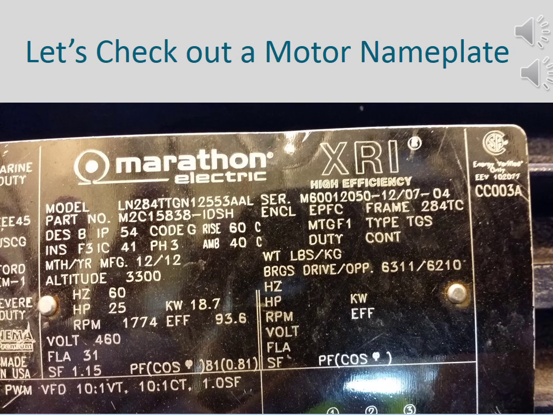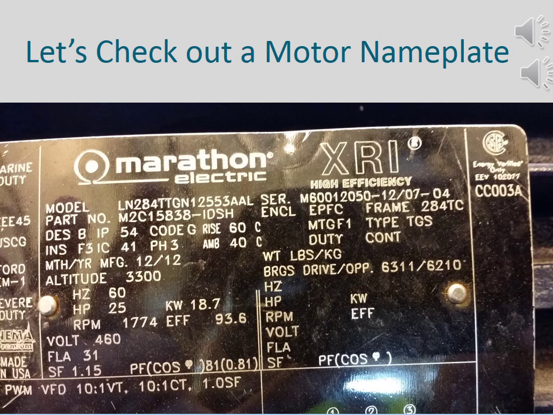18.7 kilowatts. Let us do the math and see if it works. 25 horsepower multiplied by 0.746 kilowatts per horsepower equals 18.7 kilowatts. Yes, it works. The nameplate must be reliable at this point.